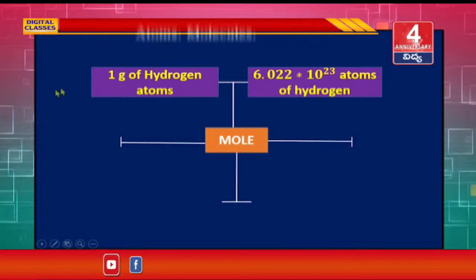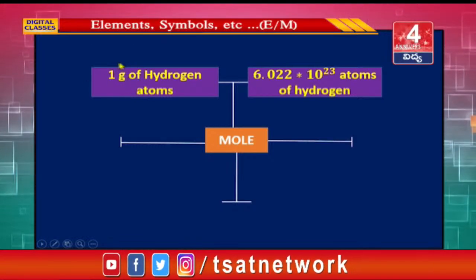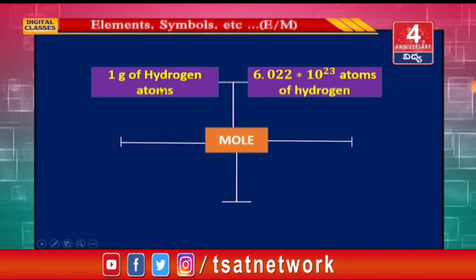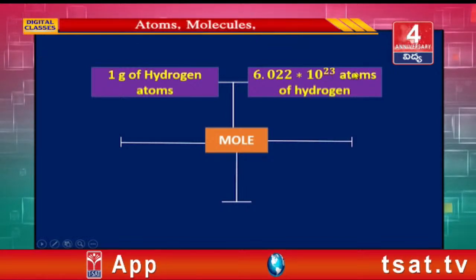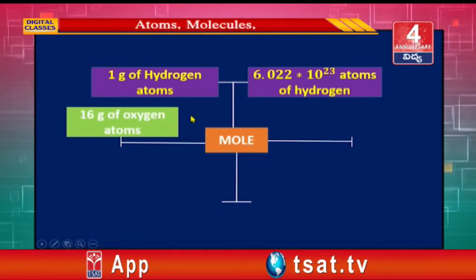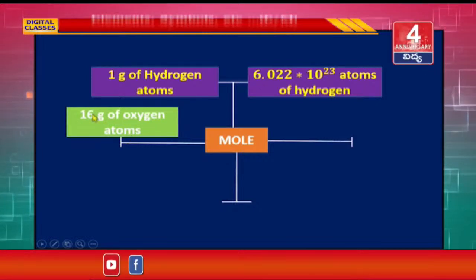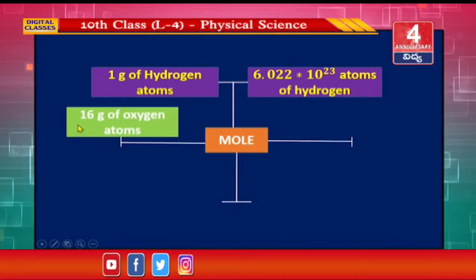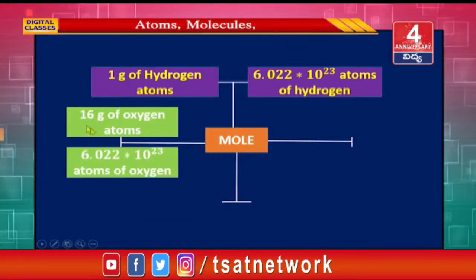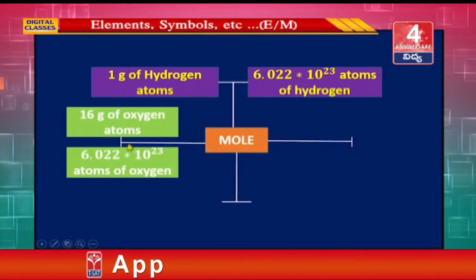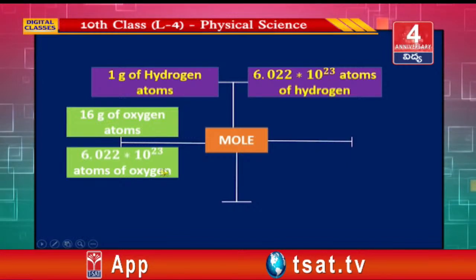Okay, children, in 1 gram of hydrogen atom, I am taking only atom, children, not molecule of hydrogen. 1 gram of hydrogen atom consists of 6.022 × 10^23 atoms of hydrogen. Similarly, 16 grams of oxygen atoms. What is this, children? This is the atomic mass, isn't it? The 16 grams of oxygen atoms is 1 mole, and this 16 grams of oxygen consists of 6.022 × 10^23 atoms of oxygen.